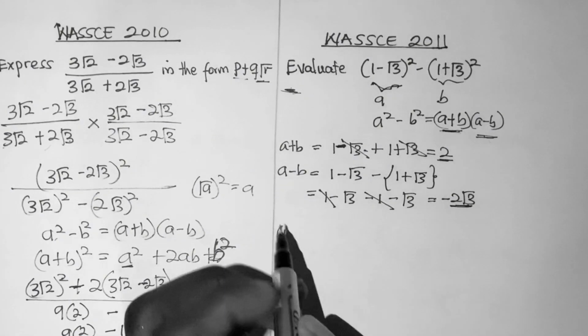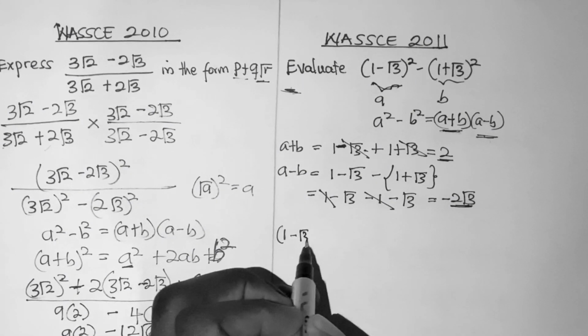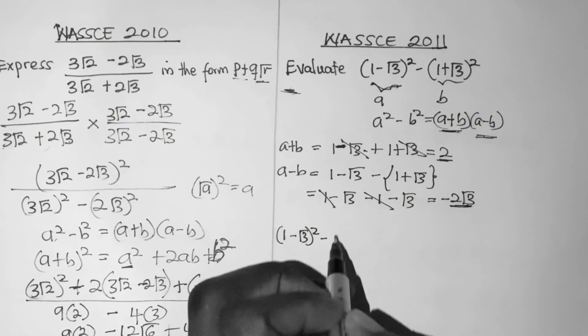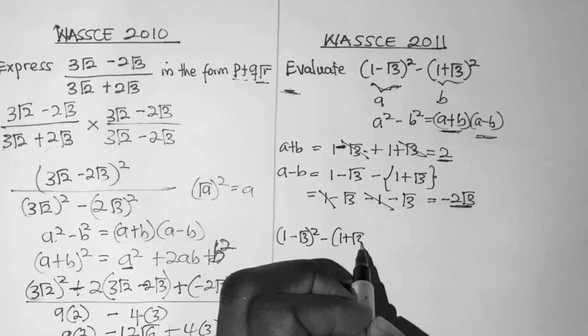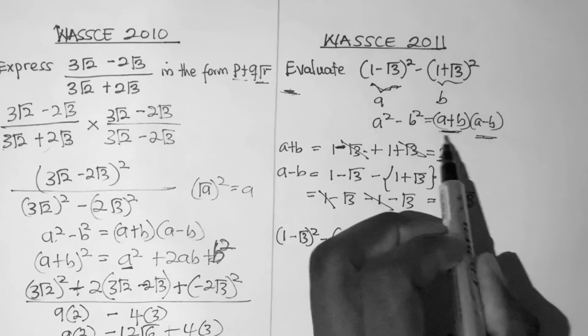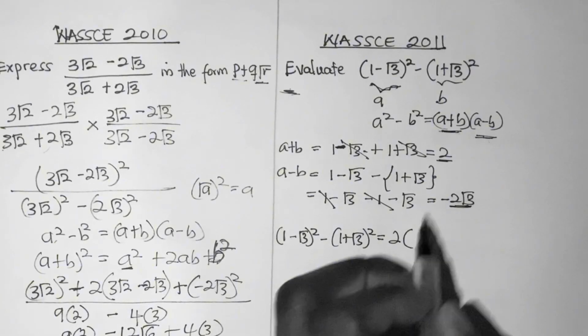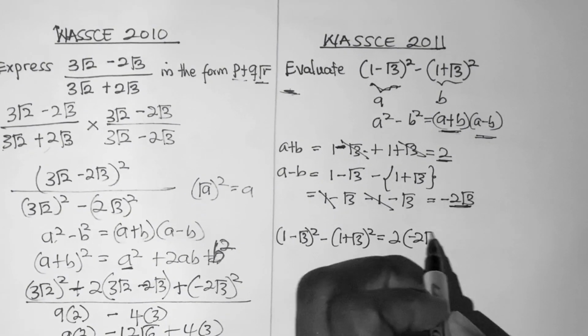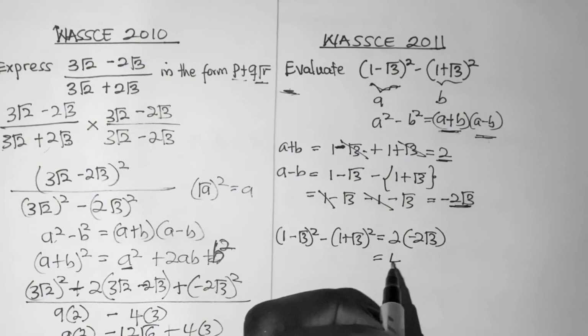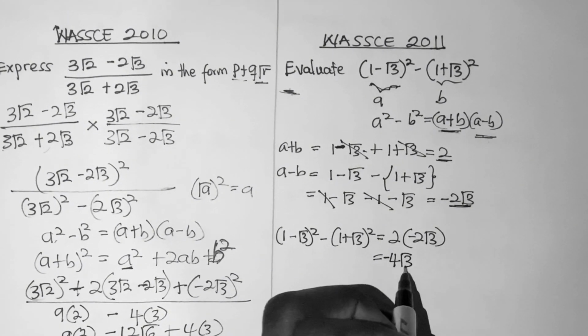It means that (1 minus root 3) all squared minus (1 plus root 3) all squared is equal to A plus B, which is 2, times A minus B, which is minus 2 root 3, and that is equal to minus 4 root 3.